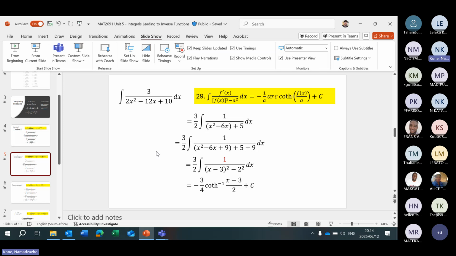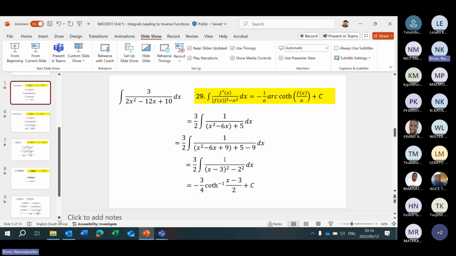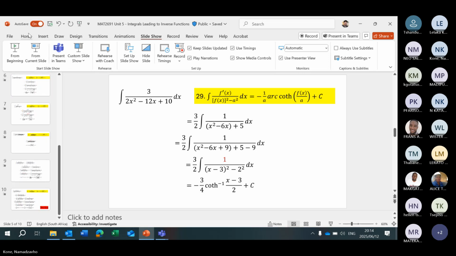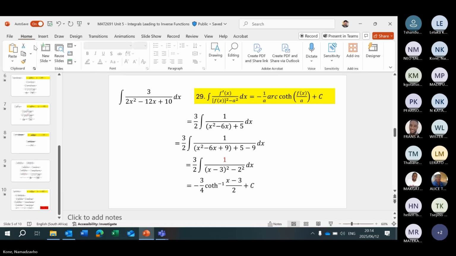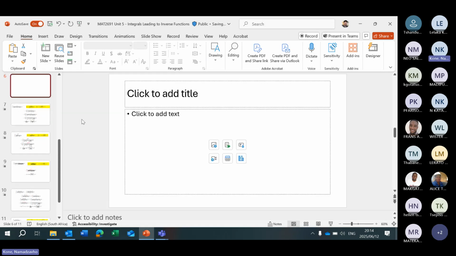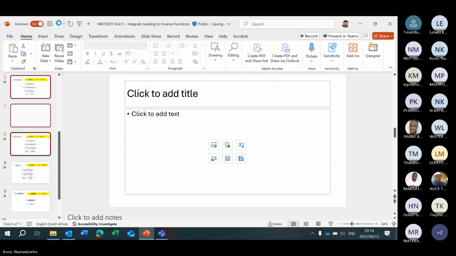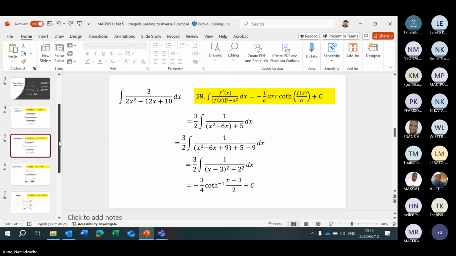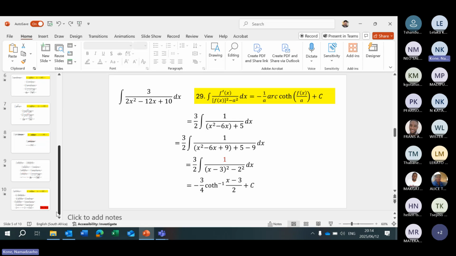Is there anyone here who has got a problem with partial fractions? Who does not know what partial fractions are? Anyone? So everybody knows what partial fractions are. Then it means that you can do it. Then I can have a look at the solution.